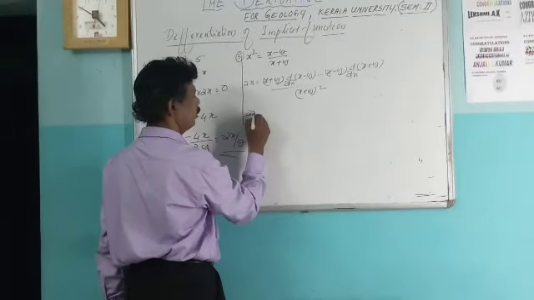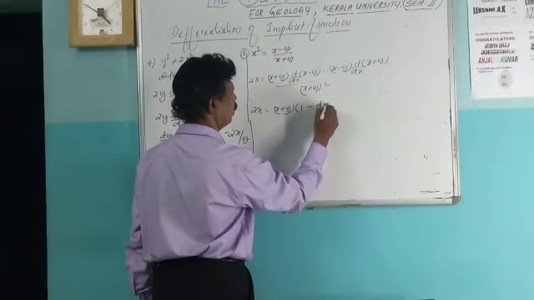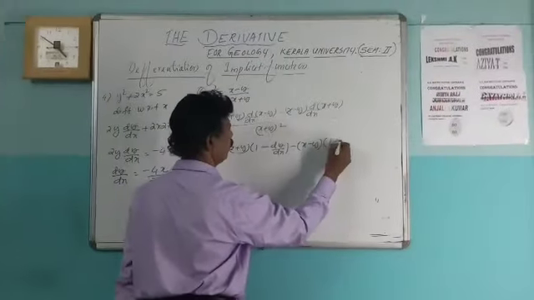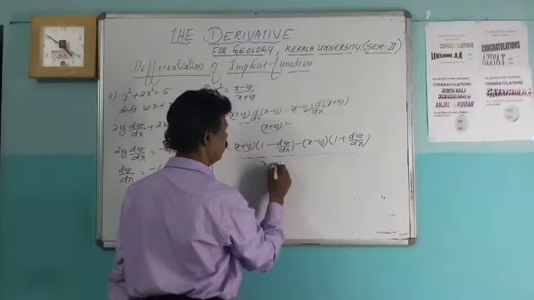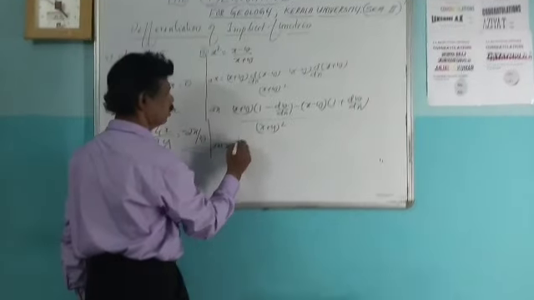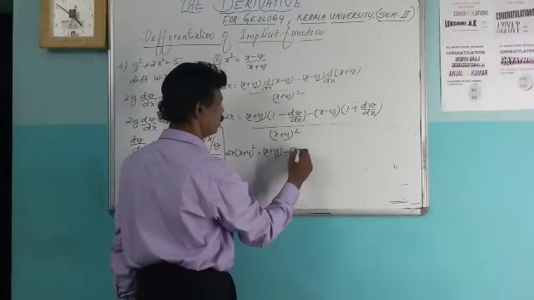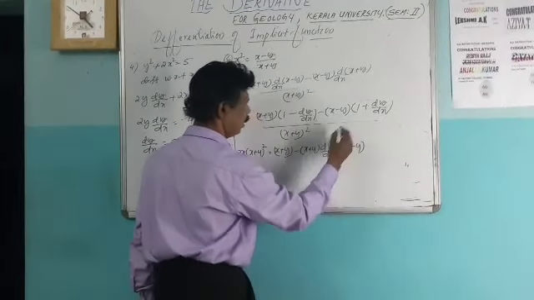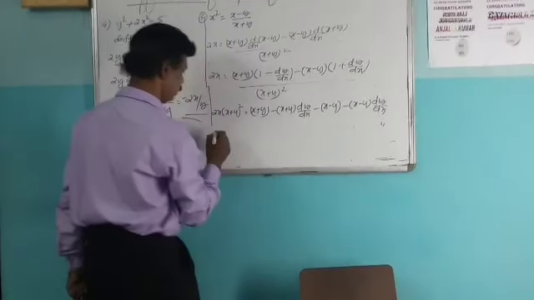That is 2x is equal to (x plus y) into derivative of x, 1, minus derivative of y, 1 into dy/dx, minus (x minus y) into derivative of x, 1, plus derivative of y, 1 into dy/dx, divided by x plus y the whole square. Cross multiplying, 2x into (x plus y) the whole square equal to, open this bracket, (x plus y) into 1, x plus y, minus (x plus y) into dy/dx, and again minus (x minus y) into 1, and again minus (x minus y) into dy/dx.